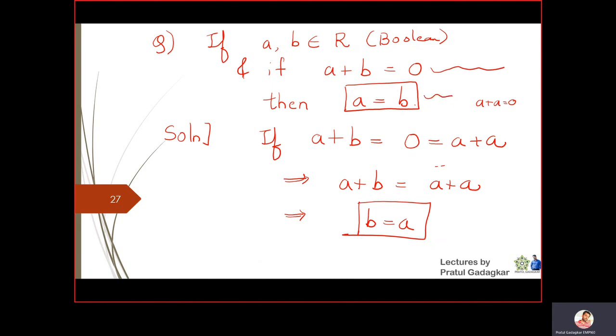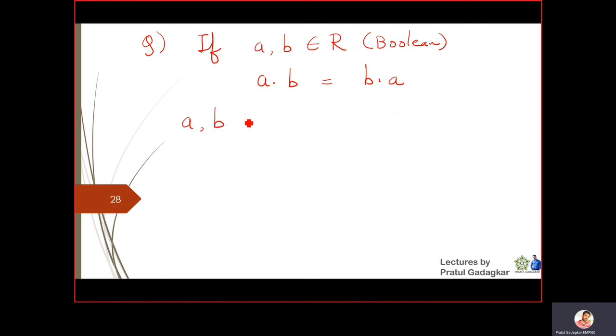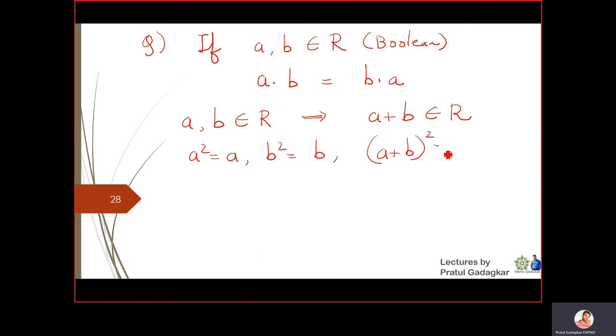So in a Boolean ring, if a plus b is 0, then a must be equal to b. Now the third property of a Boolean ring is that suppose I am working in a Boolean ring, if a and b are in a Boolean ring, then a into b is always equal to b into a. How will I justify this? Now if a belongs to the Boolean ring and b belongs to the Boolean ring, since it is a ring, then a plus b also must belong to the Boolean ring. This means that a square must be a, b square must be b, and (a plus b) whole square must also be equal to a plus b because all elements are idempotents.